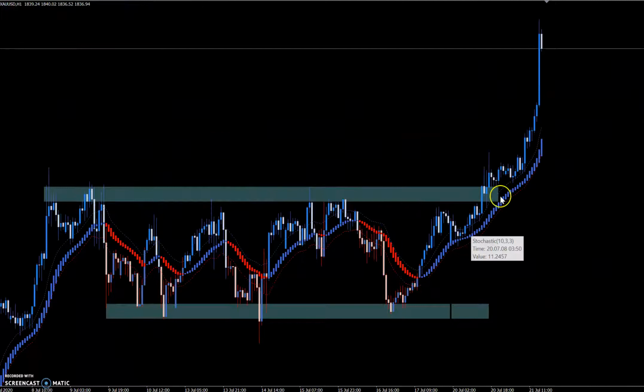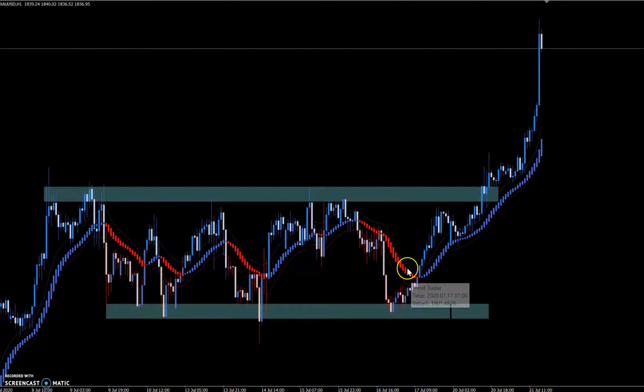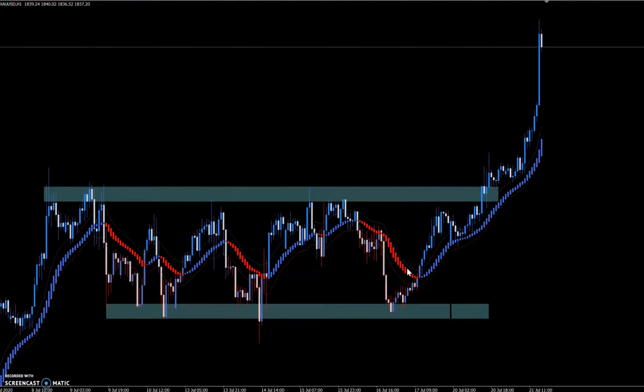So as you can see, currently we're in an uptrend here, so we're only going to be looking to take buy positions, and if we were in a downtrend like here, then we'd only be looking to take sell positions.